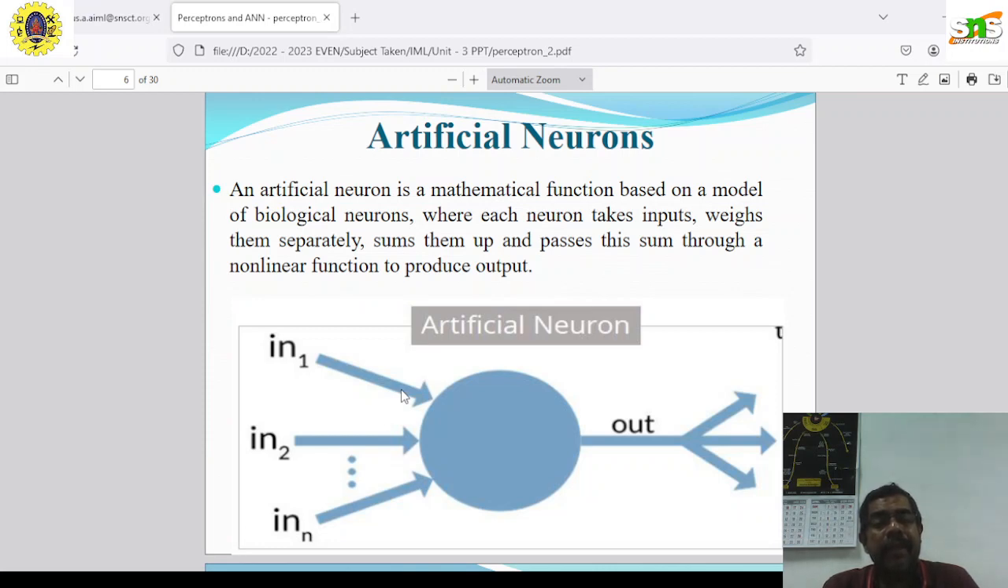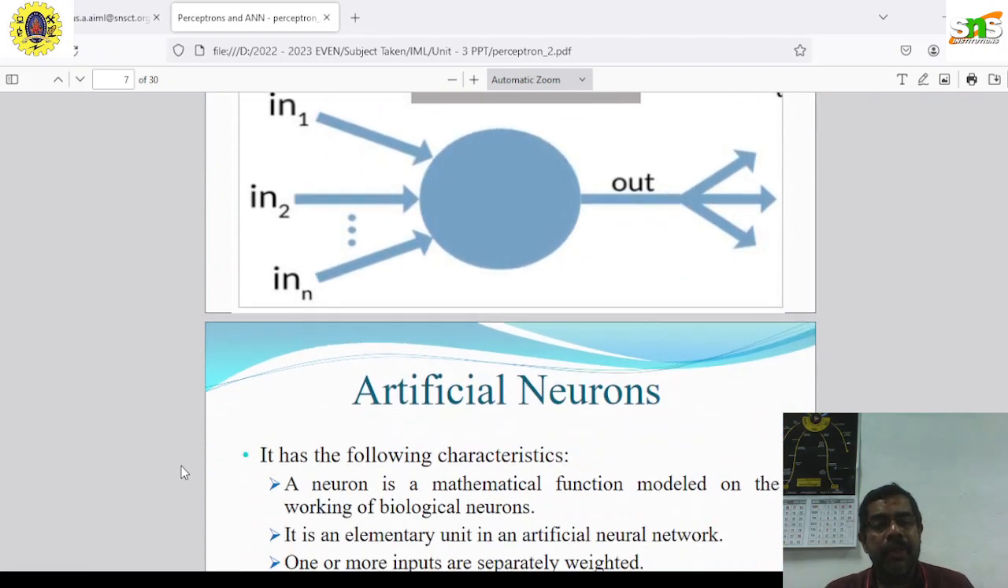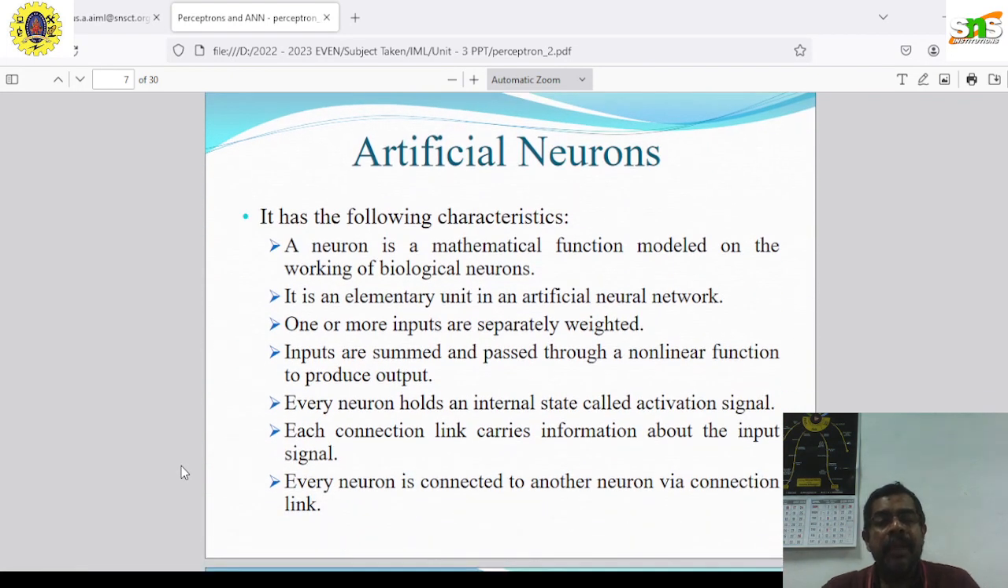This is the skeleton structure of the artificial neuron. We have several inputs to our neural network, and the weights have to be computed. According to the weights, the output is produced. Now we have to see the characteristics of artificial neurons. It has the following characteristics.